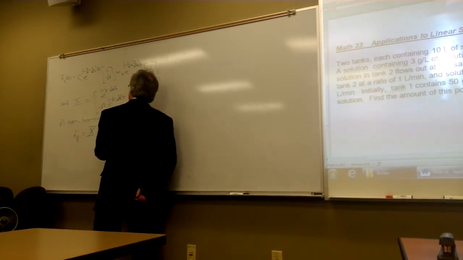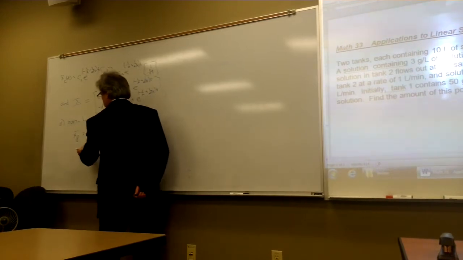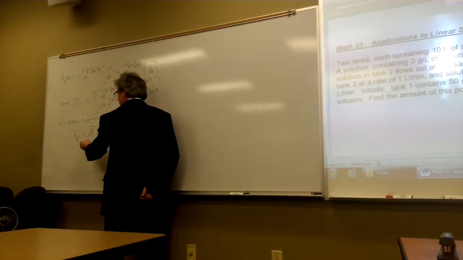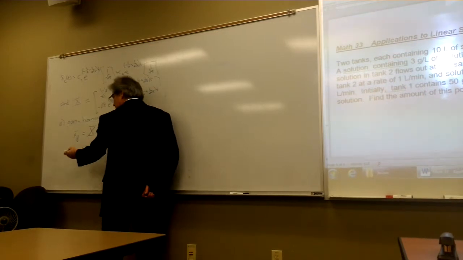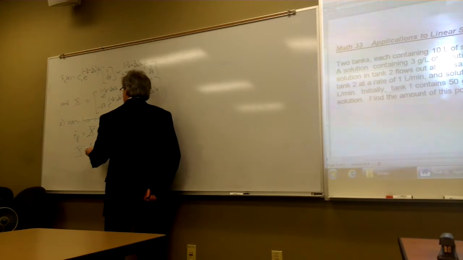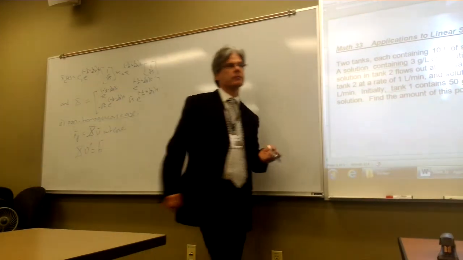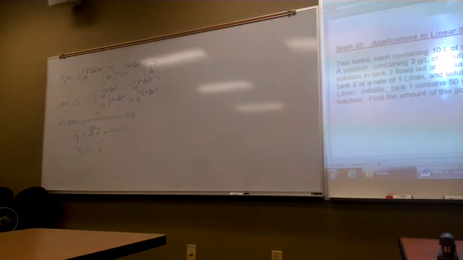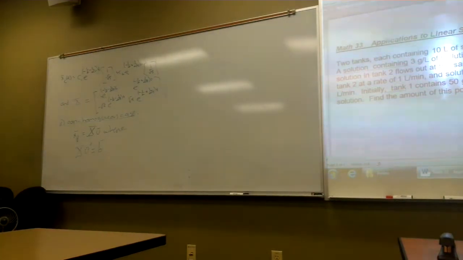Where I gotta confess, U bar comes from looking at the system where I've got the fundamental matrix times U bar prime equals V bar, that column vector. So to find my U bar, I better take that second equation and solve for U bar prime first.